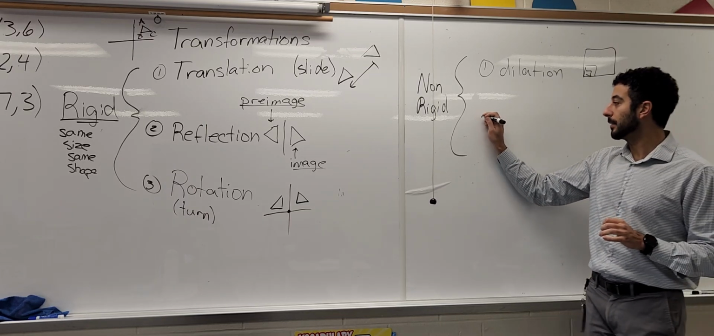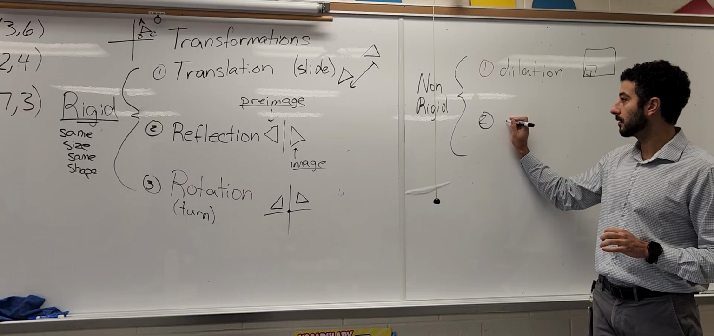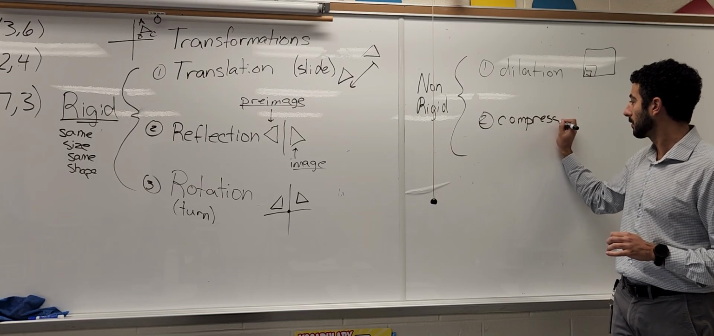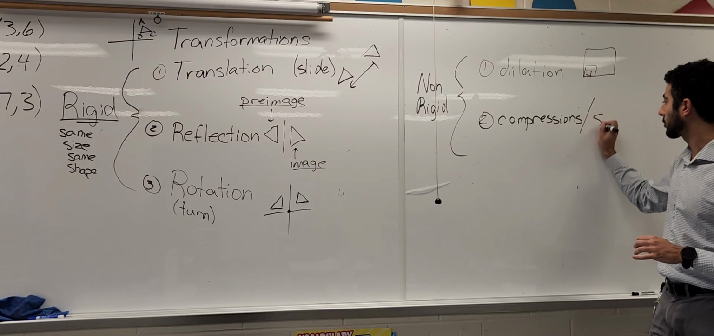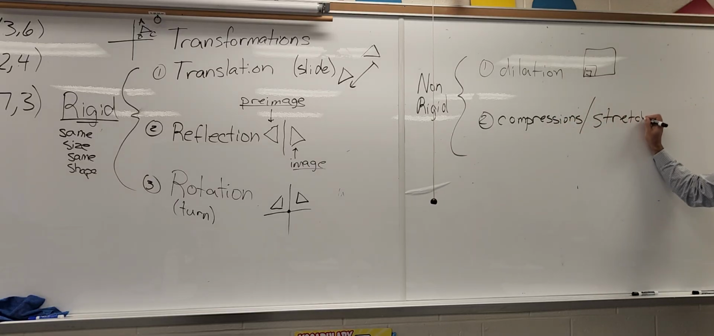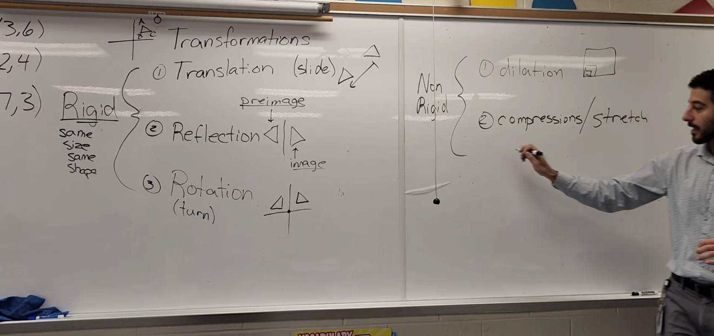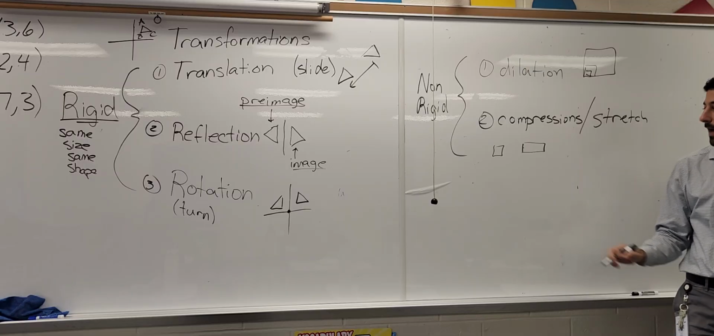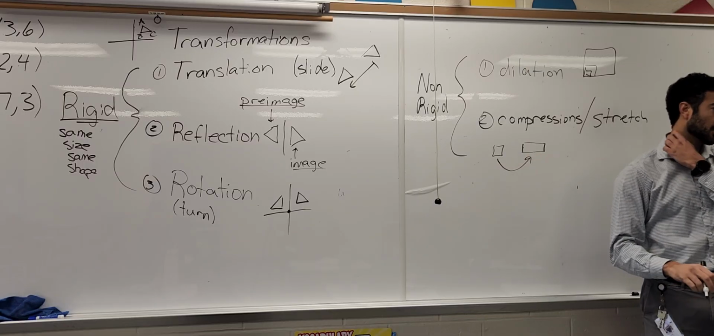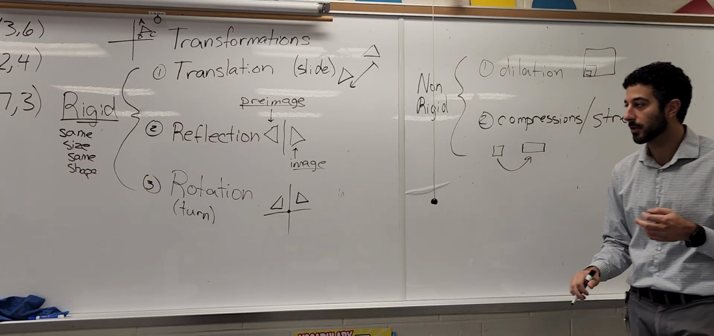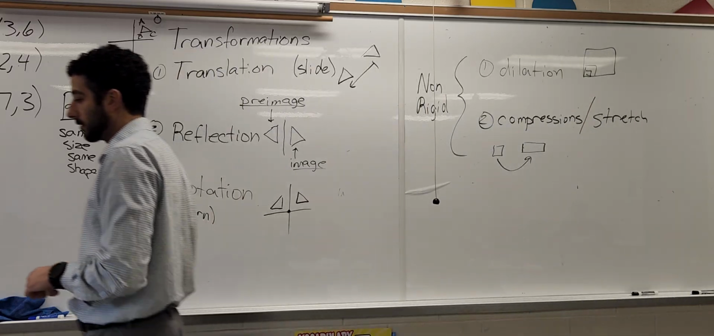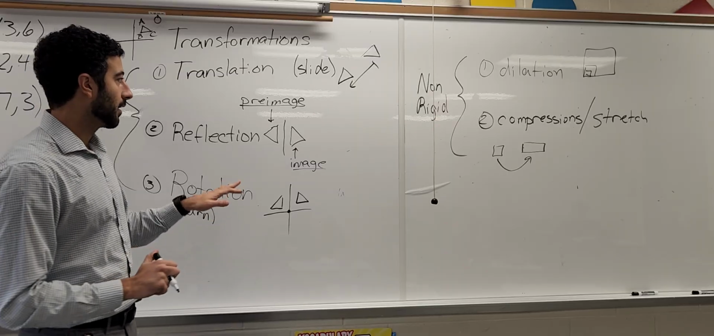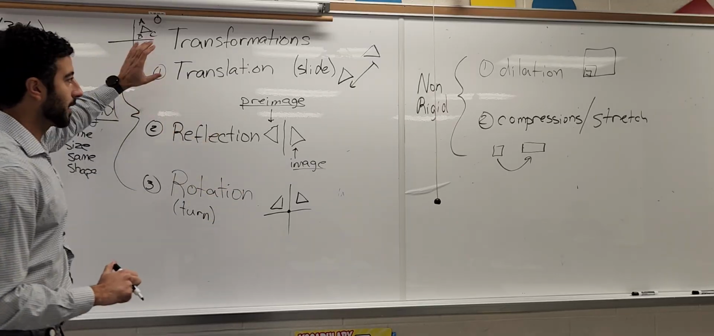And number 2 here, the major one is compressions and stretches. So here, a square can be elongated into a rectangle, something like that. This is a horizontal stretch. We'll get into that when the topic comes up later on. So that's the overview of everything, and now I'm just going to focus on translations.